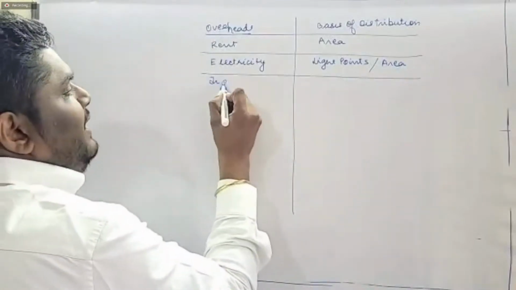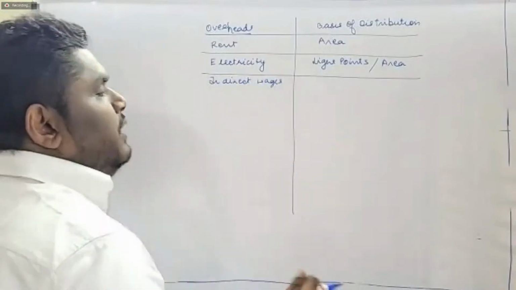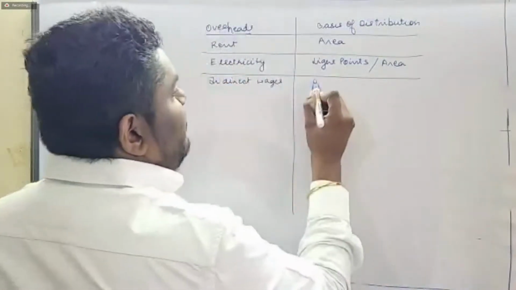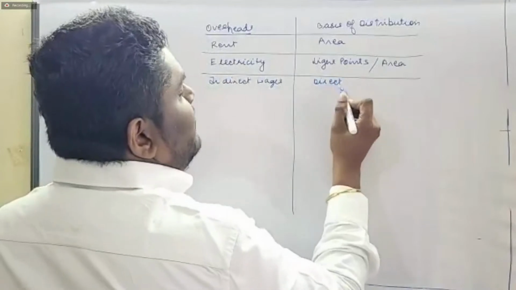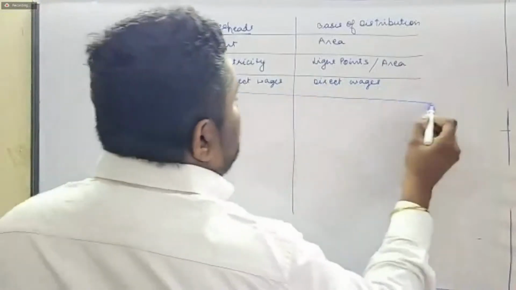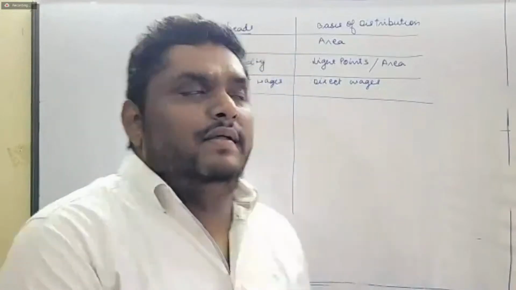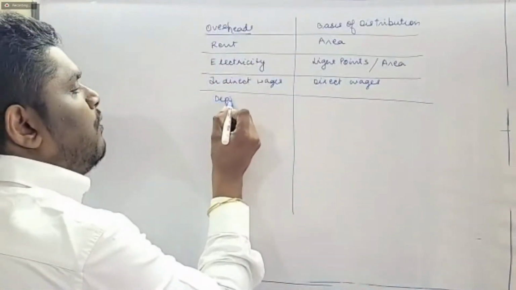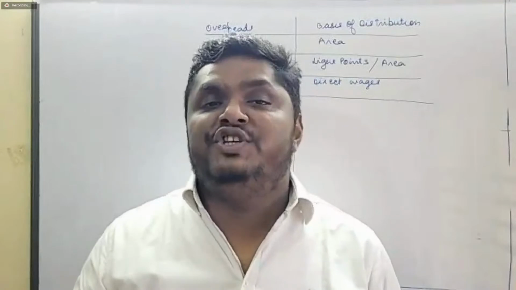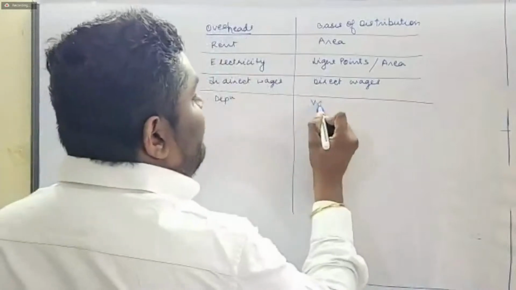When talking about indirect labor, if indirect wages is given, it should always be distributed on the basis of direct wages. Further, let's say if depreciation is given. Now, depreciation is charged on what? Fixed assets or machinery. So herein, if the depreciation is given, it should always be distributed on the basis of value of machine.